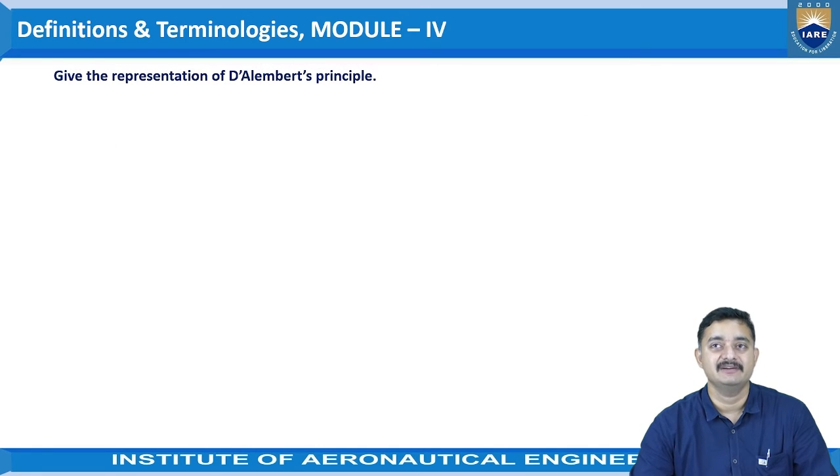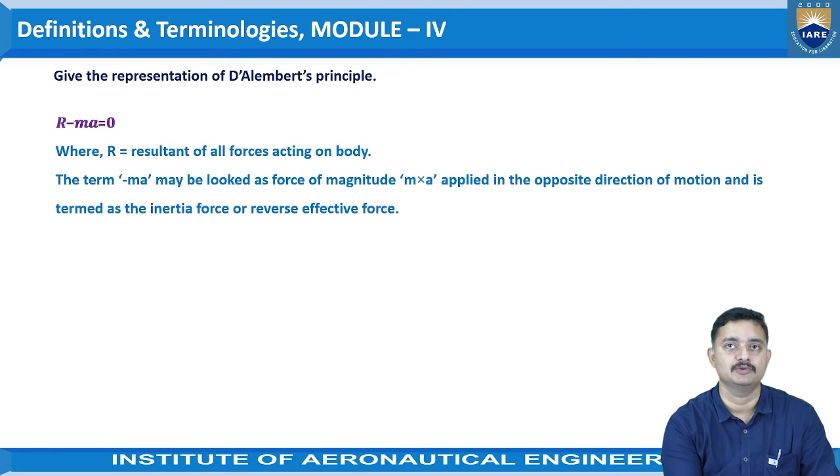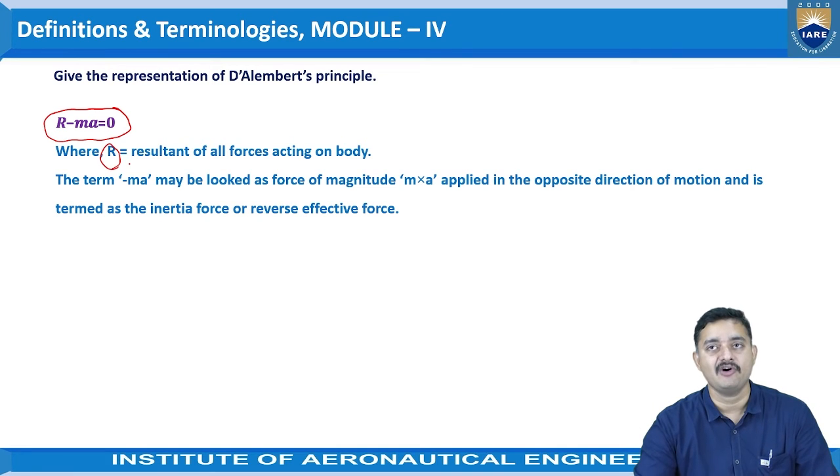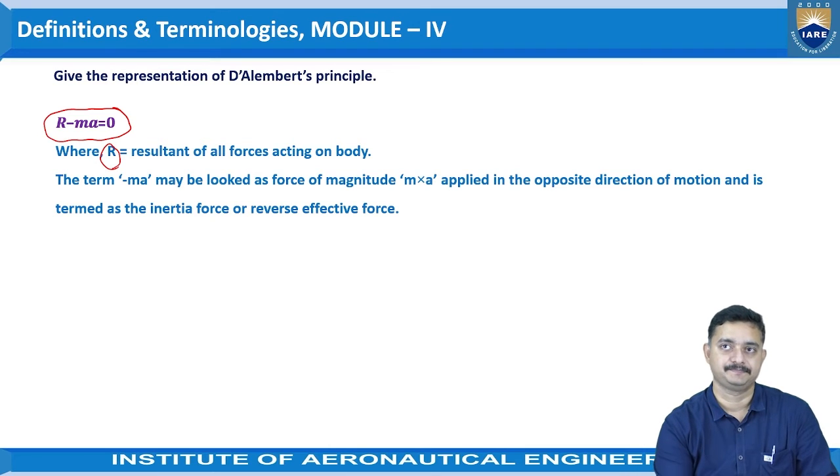Now, the representation of D'Alembert's principle. The representation is given in the form R minus ma is equal to 0. You can observe here, wherein R is the resultant of all forces acting on a body. So R is the force. And the term minus ma may be looked at as a force of magnitude mass into acceleration, applied in the opposite direction of the motion, and is termed the inertia force or reversed effective force. So in the previous question on D'Alembert's principle, we have already discussed this.